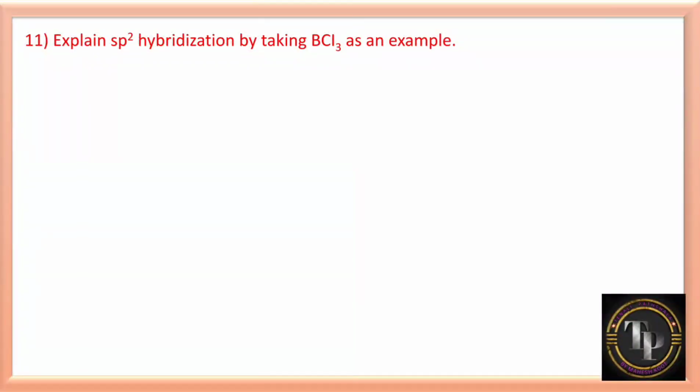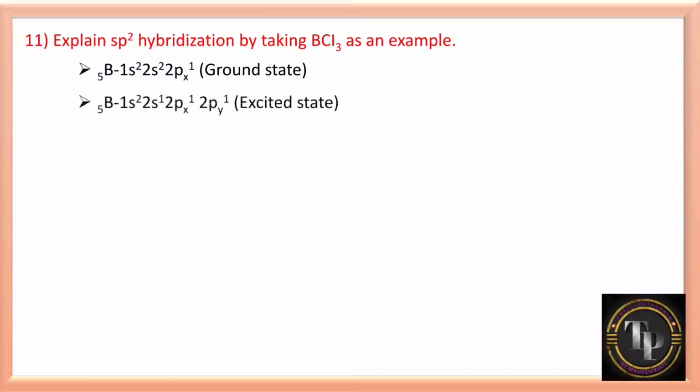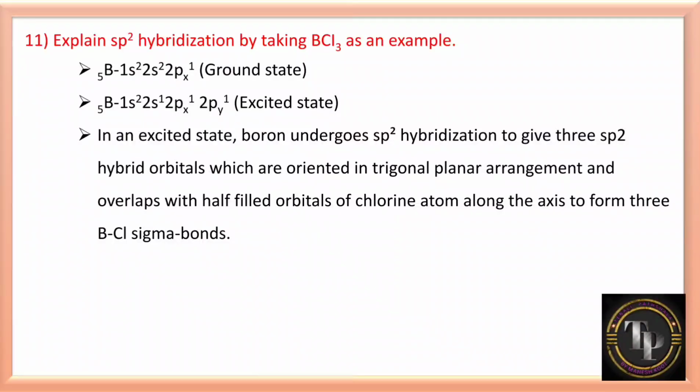Explain sp2 hybridization by taking BCl3 as an example. Again, you have to write the ground state, excited state. In an excited state, boron undergoes sp2 hybridization to give 3 sp2 hybrid orbitals which are oriented in a trigonal planar geometry, just like a triangle arrangement, and overlap with half-filled orbitals of chlorine atoms along the axis to form 3 B-Cl sigma bonds. This is the structure of BCl3, guys. I hope you are following this one.